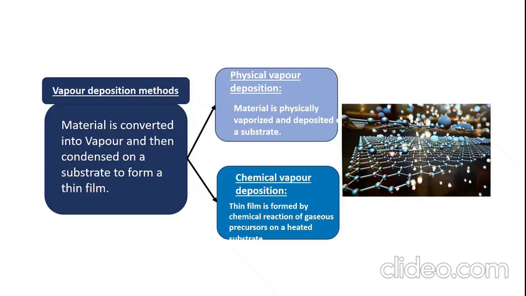But in chemical vapor deposition, some kind of chemical reactions will take place by controlling the temperature, pressure, and all these things. Some chemical reaction will take place so that the material will be deposited on the substrate.